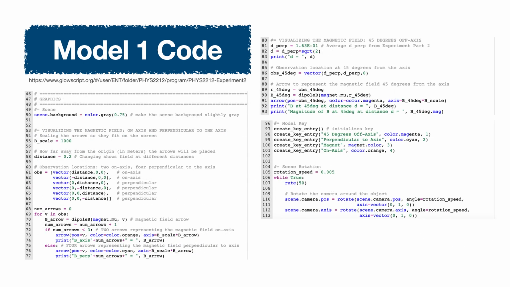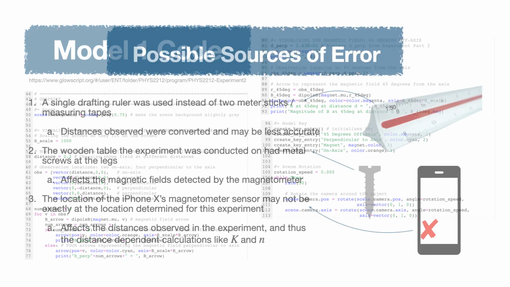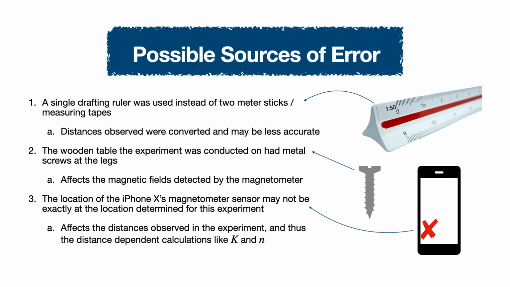Shown here is the remainder of the code for the model with the code that creates the on-axis and perpendicular to axis arrows on the left and the code that creates the 45-degree arrow, model key, and camera rotation on the right. In this lab, there are 3 main possible sources of error.